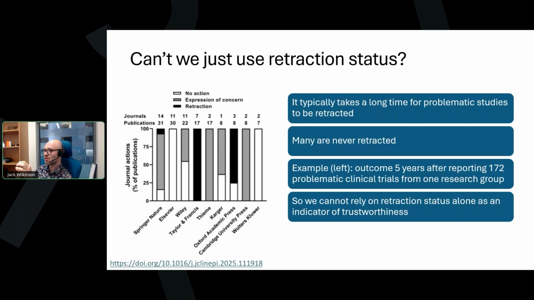What I'm showing you here on the left is the outcome 5 years after reporting 172 problematic clinical trials from one research group. If you have a look at the bar chart on the left, it varies by publisher, but you can see that the overwhelming majority of these studies have not been retracted after 5 years. So what this suggests is, unfortunately, we cannot rely on retraction status alone to tell us whether or not a study is trustworthy.